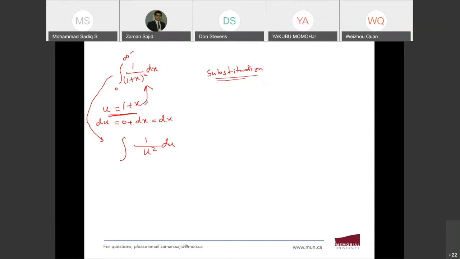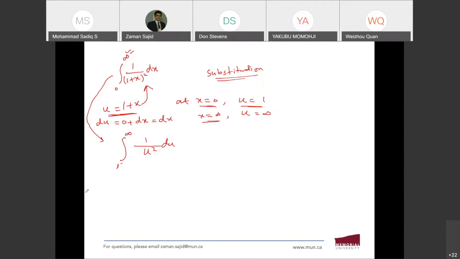By that I mean, this is my x. If I put x equal to 0, what will my u be? u will be 1. Now my second limit is infinity. At x equal to infinity, my u will again be infinity. So in the new variable, instead of the x limit of 0, I will use u equal to 1, and at x equal to infinity, u is also infinity, so I take infinity here.